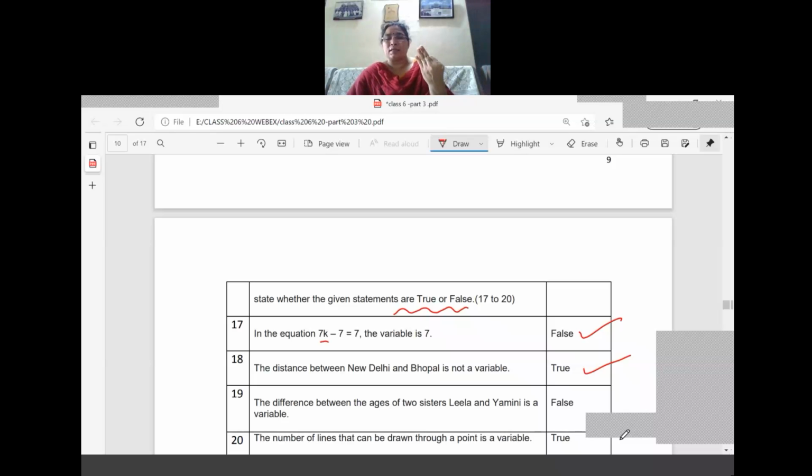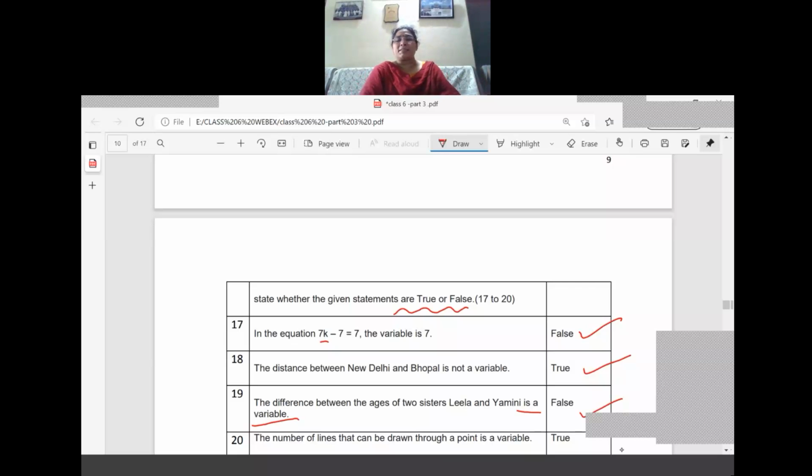3 is a number. If it is a number, what is the name? Fixed, or a constant number. Constant we should use, but it is given that it is a variable. False only. Actually it should be a number. Number means constant we can say, or we can say fixed only. So what is the answer? We can say that it is false.